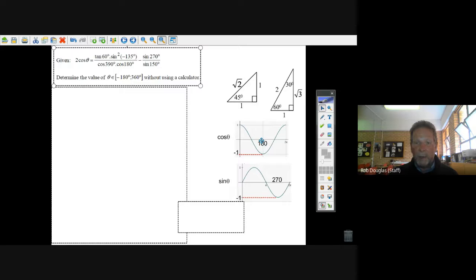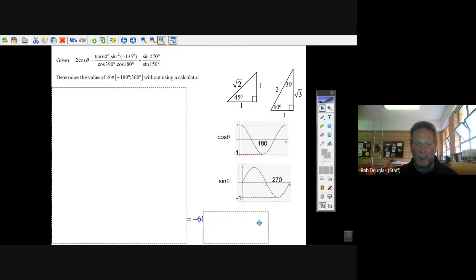Just stop at 180 and show that you know it's down at minus 1. The other one, the sine of 270, just make a basic sine graph from 0 to 360 degrees. Go to 270 and show that it's minus 1. So my two pictures show that I know the cosine of 180 is negative 1, and the sine of 270 is negative 1 as well.